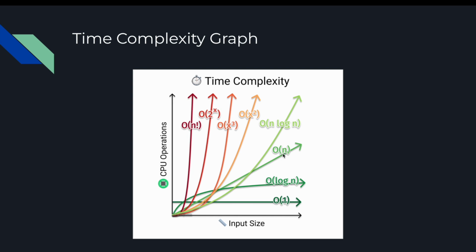The next one is O(n), which is creating a directly proportional graph, which means when we increase the input size, the CPU operations will also increase, which is not so good but also not a bad time complexity. The next one is O(x square), which is our O(n square). Here O(n square) is creating a quadratic graph, which means if we increase the input size, the CPU operations will increase much faster, right, which is not a good solution at all, not a good time complexity for any solution. So we must try to avoid this time complexity.